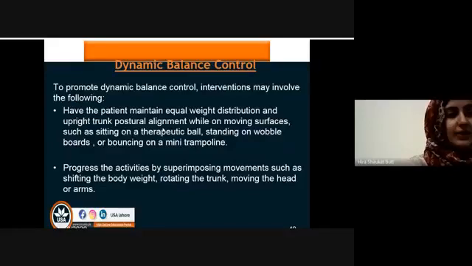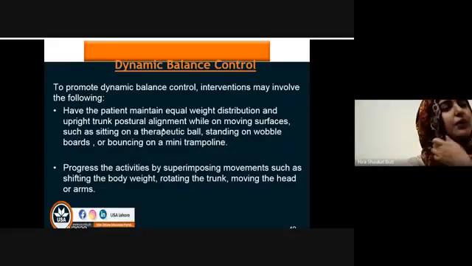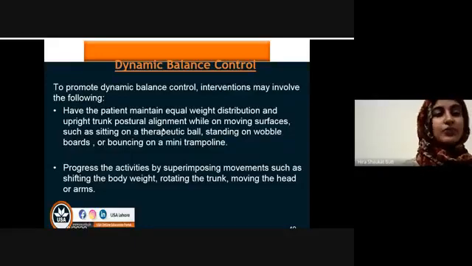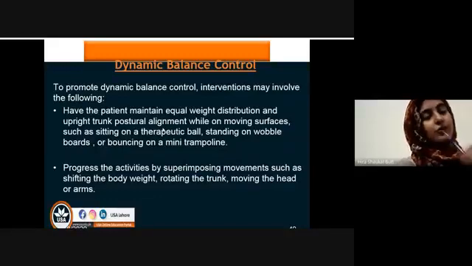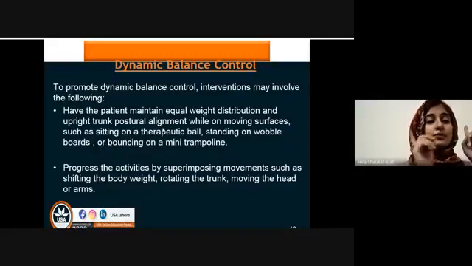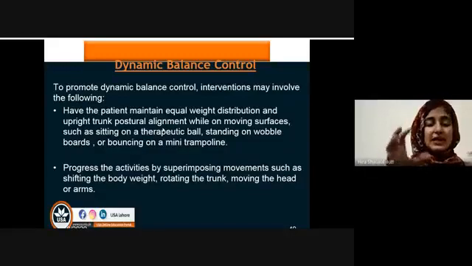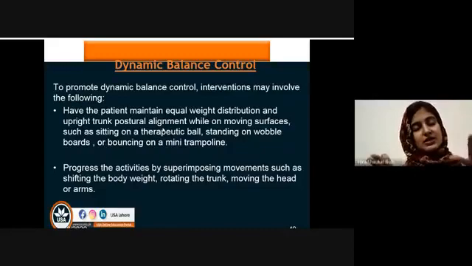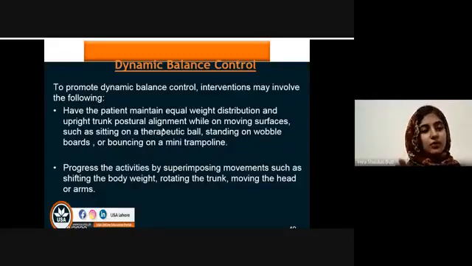To promote dynamic balance control, treatment may involve having the patient maintain equal weight distribution and upright trunk postural alignment while on moving surfaces, such as sitting on the therapeutic ball. You can ask them to sit on the therapeutic ball in order to maintain the balance. You can ask them to stand on the wobble board or bounce on a mini trampoline. Okay, in the static balance control, she or he was standing on the firm surface. All right, and in the dynamic balance control, you can ask them to stand on the wobble board.